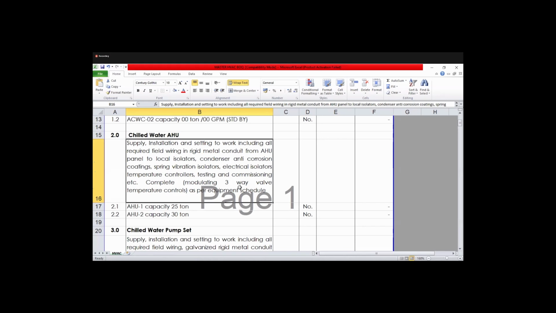Next is the modulating three-way valve. So what is the three-way valve? As we have seen in the drawing, there is a three-way valve in the AHUs. So we have to conclude the piping should be done as per the three-way valve, or otherwise we can provide a two-way isolating valve or one motorized valve on the return side. But in this case there is a three-way valve.